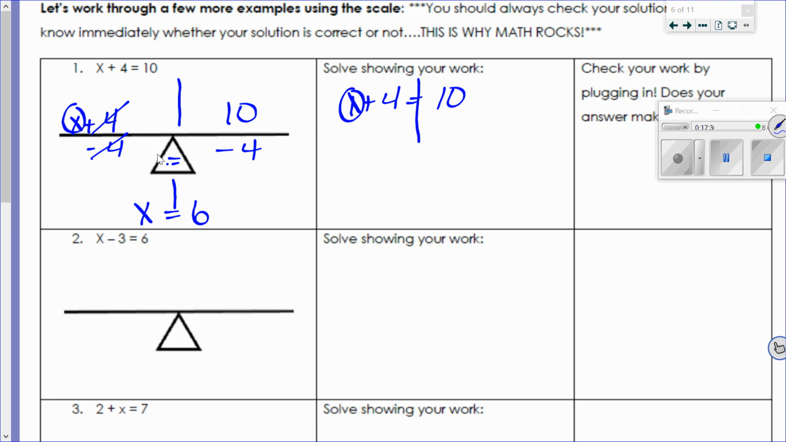I think even David at this point can see the number that is with my variable, right, David? What number is on the same side of the wall as the variable? 4. What's the operation? Addition. So the opposite would be? Subtract. Do that to both sides. Those go away. X equals 10 minus 4, which is 6.